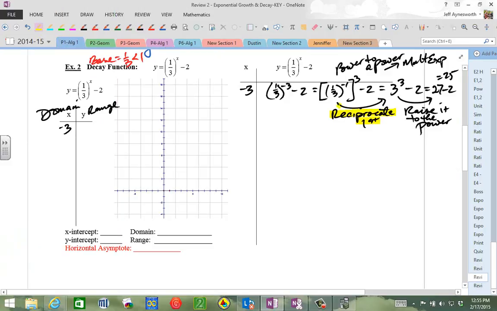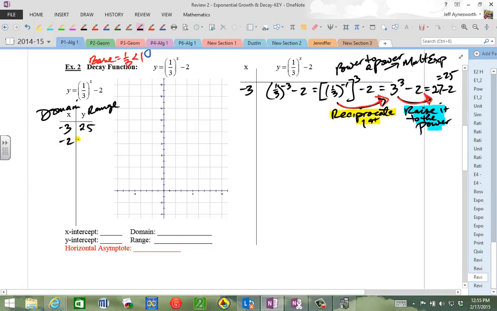You want to reciprocate first, and then you want to raise it to the power and show your thinking. Again, right here, you reciprocate first, and then you evaluate or raise it to the power of 3. 3 cubed is 27, so then subtract 2, you get 25. So my first point is -3 comma 25.